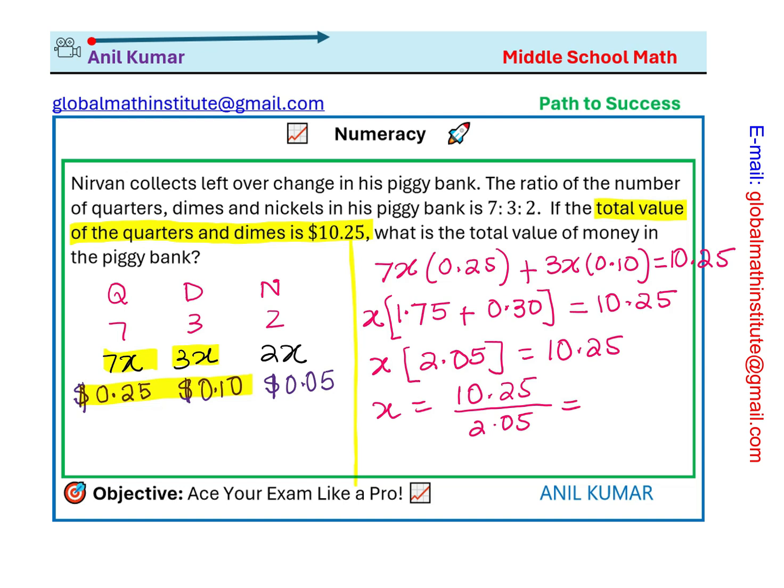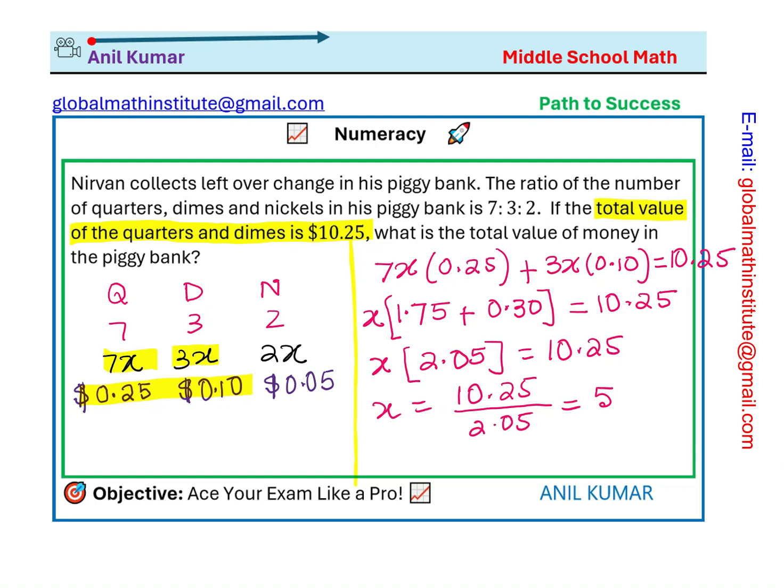To find this value, we can definitely use a calculator. That is one way of doing it. The other way, of course, is that x is a natural number, the number of coins, correct? So we could estimate. 2 goes 5 times into 10. Does it work? Yes, it does. So we can see that x is 5. You can use a calculator: 10.25 divided by 2.05 will give you 5.